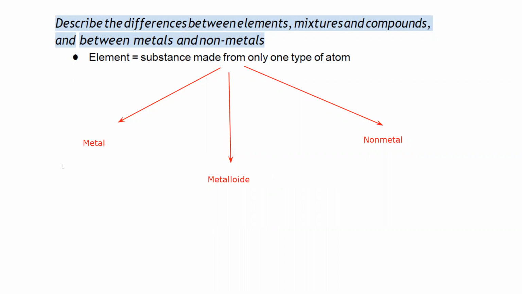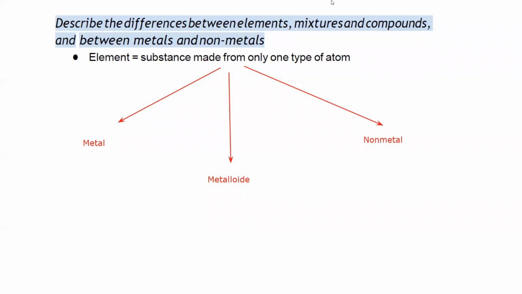Basically, how can you identify whether an element is a metal or a non-metal? By its physical properties, such as metals conduct electricity, they are good conductors of heat. Non-metals do not conduct electricity or are not good conductors of heat. Metals are hard, non-metals are usually soft or brittle.